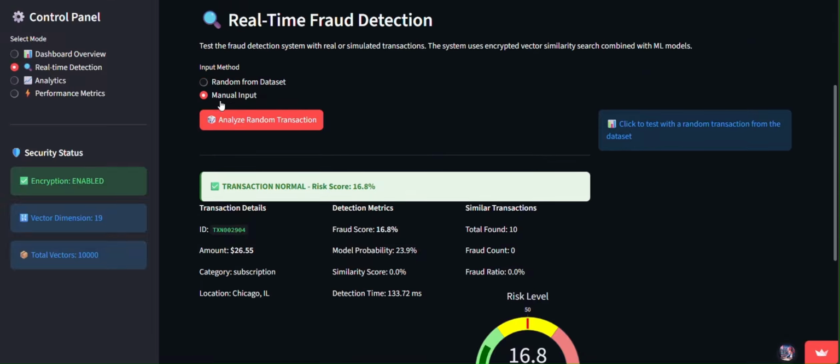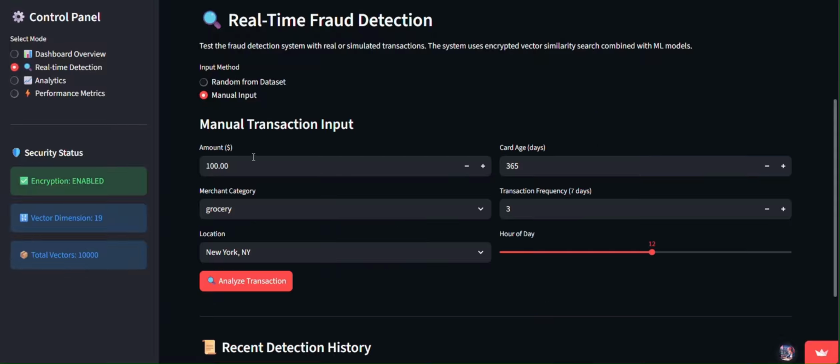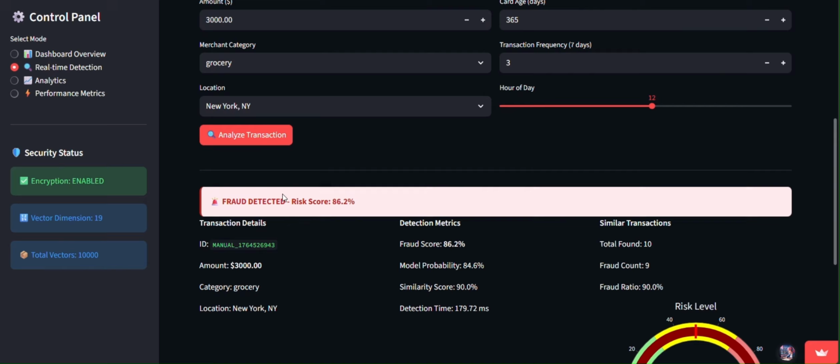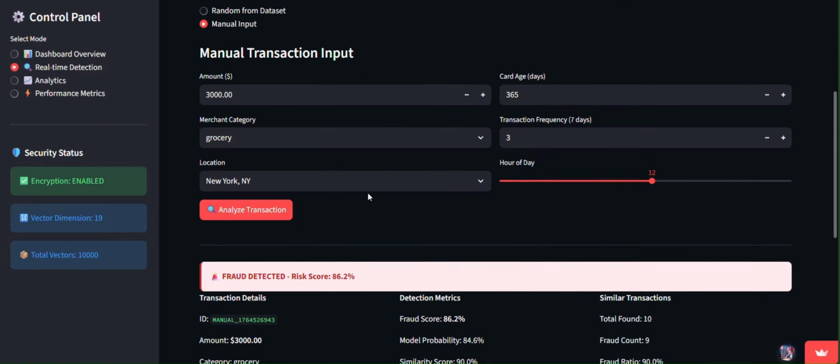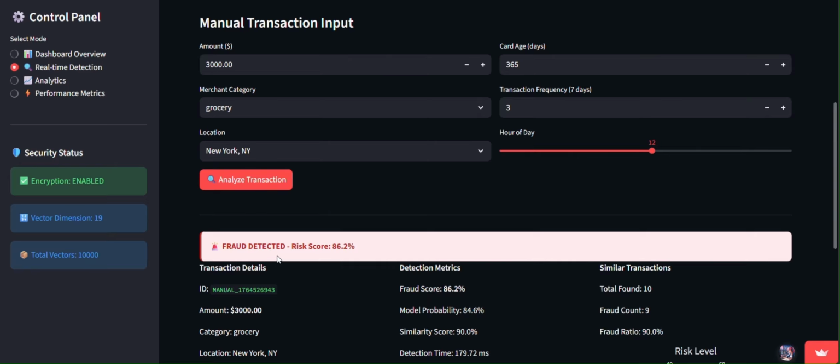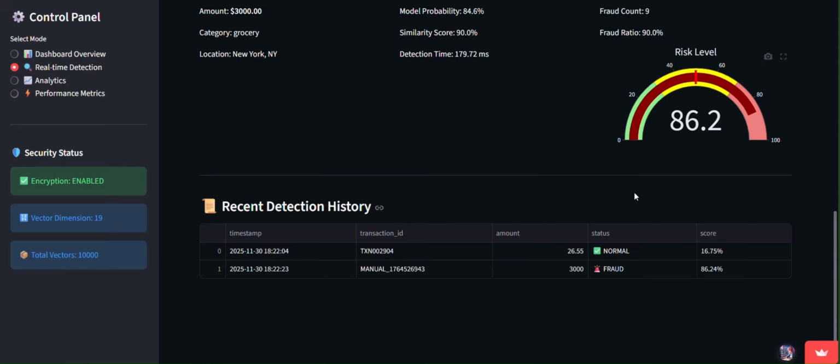Now let me put in a manual input. Here the transaction is the default one already given. Let me make it 3000. And now let's analyze the transaction. It detects the fraud because we can see the risk score is 86.2%, which is above the threshold. That is the reason it has detected the fraud. And here we can see the recent detection history.